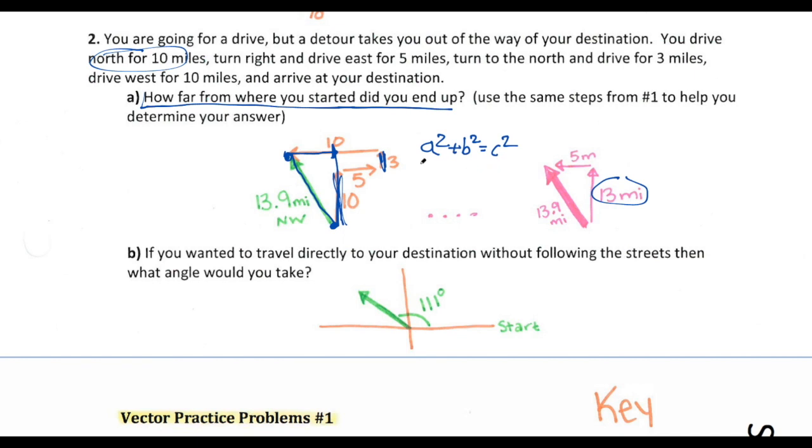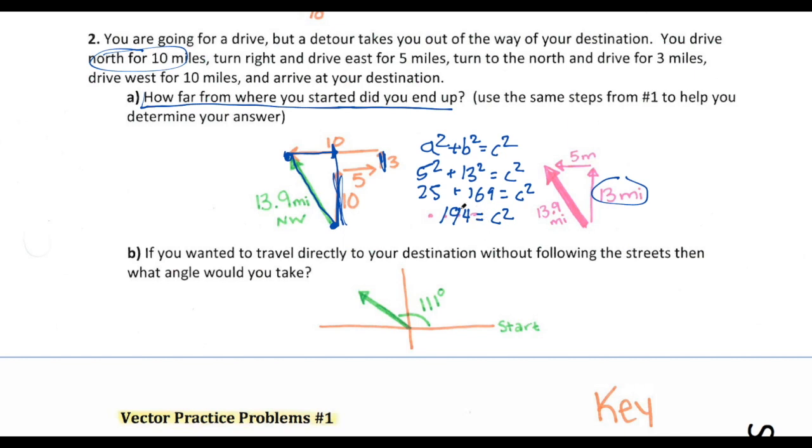So if we do the entire problem, 5 squared plus 13 squared equals c squared. This would be 25. This would be 169. That would still be c squared. 169 plus 25 is 194.